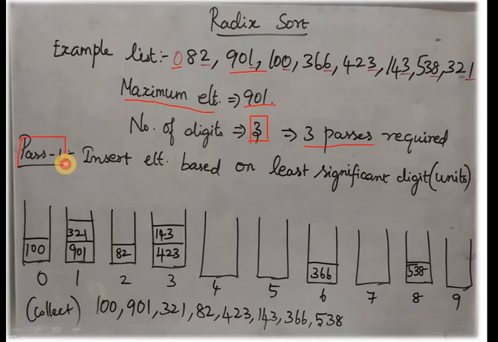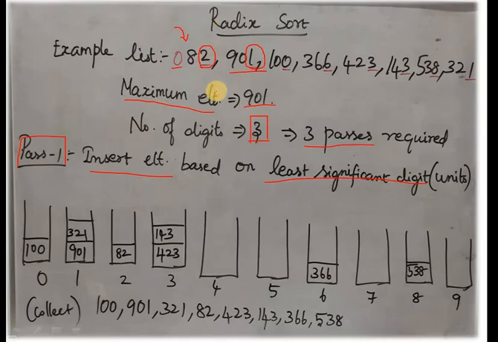In the first pass, you have to insert elements based on the least significant digit, so the digit in the unit position. You are going to consider the digit in the unit position. So here I have marked the digit in the unit position in my elements list. See, I have 10 queues. I have numbered each and every queue. So this is queue number 0, 1, 2, likewise it goes on up to 9. You have to take each and every element and consider its least significant digit.